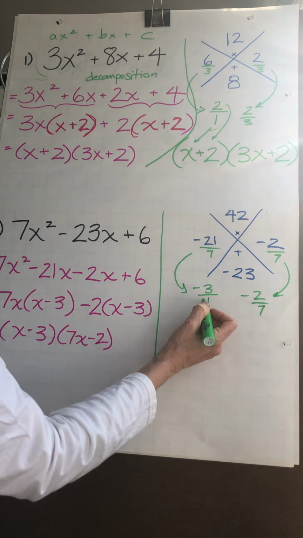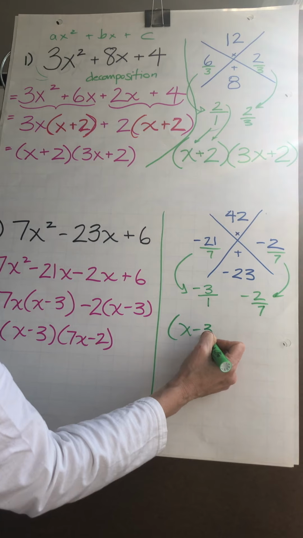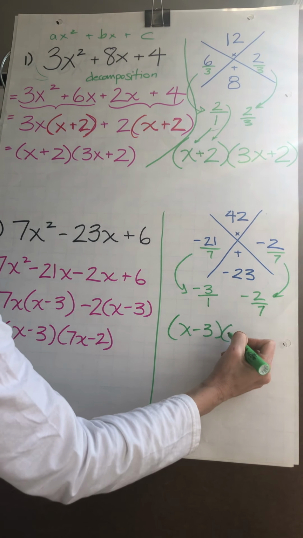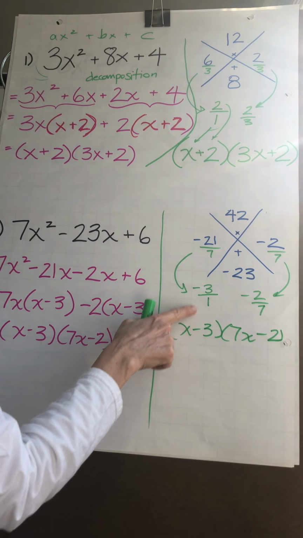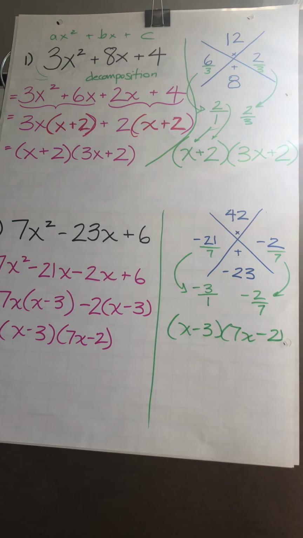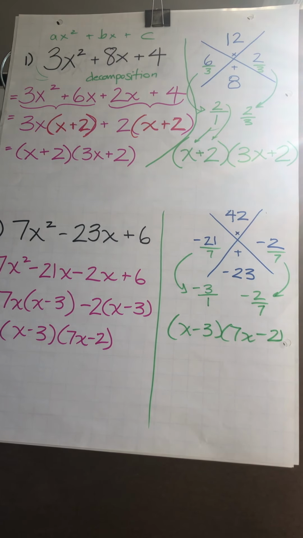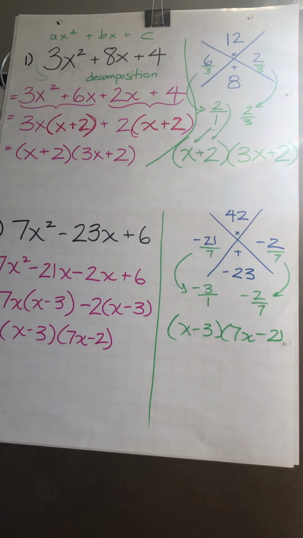Can't do anything. So here we go. 1x minus 3, 7x minus 2. Right? 1x minus 3, 7x minus 2. Exactly the same answer. Okay? Decomposition, I don't even know, cross method, we'll call that.